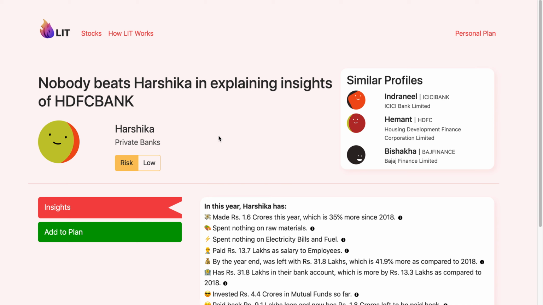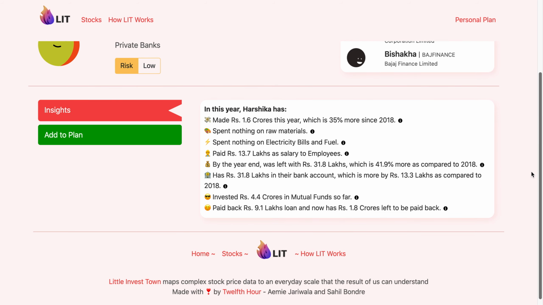Now let's move on to the plan. After you compare and understand whether a particular candidate is good to trust and invest in, you decide to add them to a plan. This will be a personal plan stored on your computer itself, so that you can view it later, and when you are actually purchasing stock, you can see what is in the list and buy and sell your shares accordingly. Now, as we have liked Harshika's profile, we will add her to the plan.